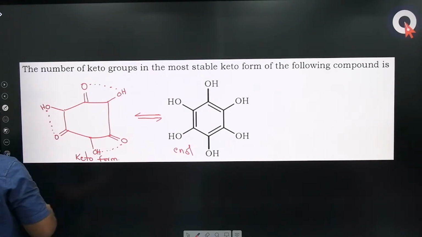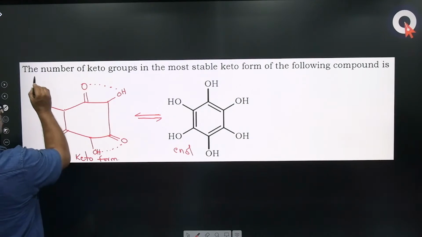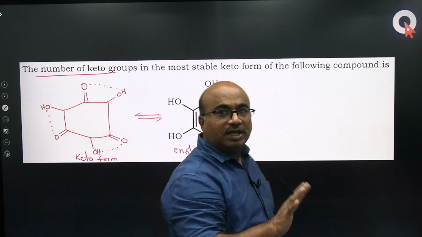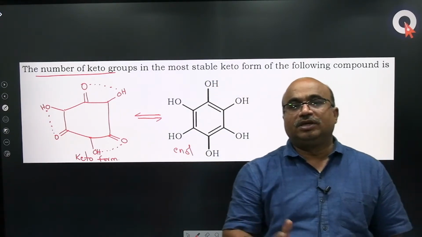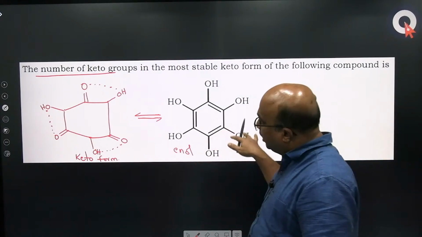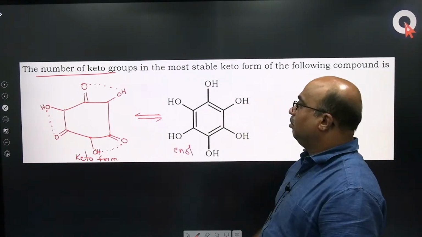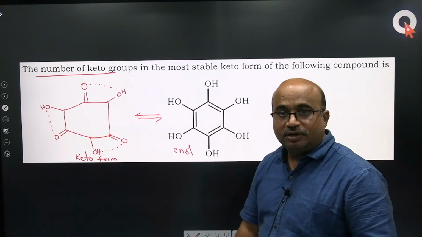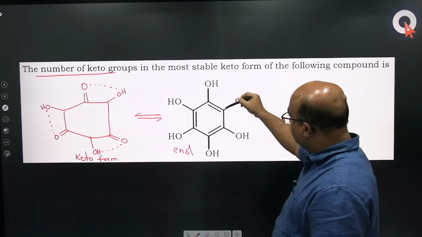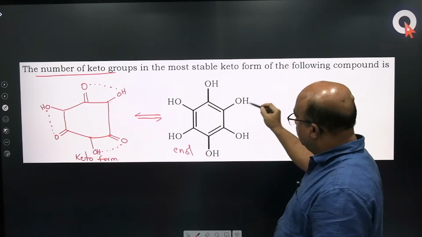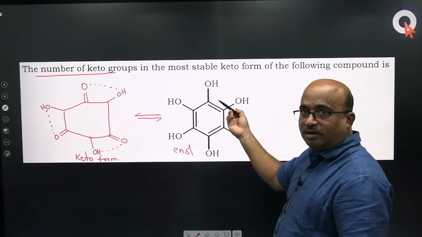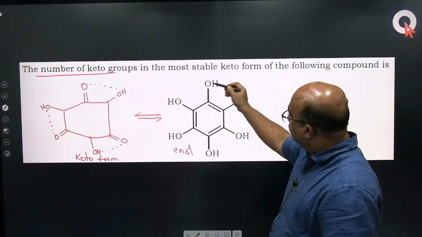So what we see, if you write a stable keto form, means if you write only one of them into the keto form, keeping the others in the enolic form, that is not the most stable form. Because when you write all of them into keto forms, you can't convert any further. Because if this OH group comes here as hydrogen, then this hydrogen cannot tautomerize later. Clear? So this hydrogen is tautomerizing there.